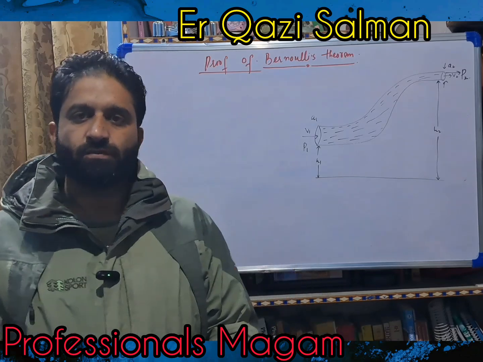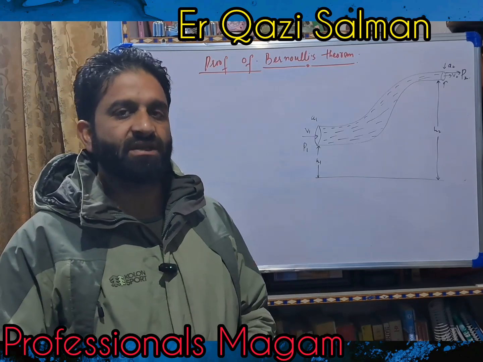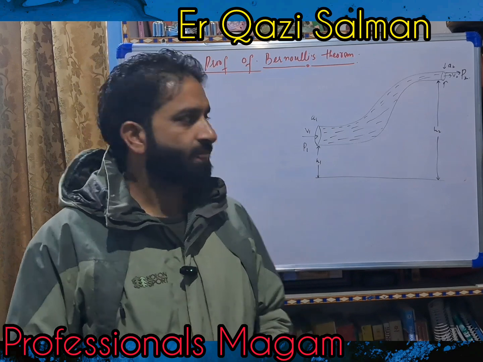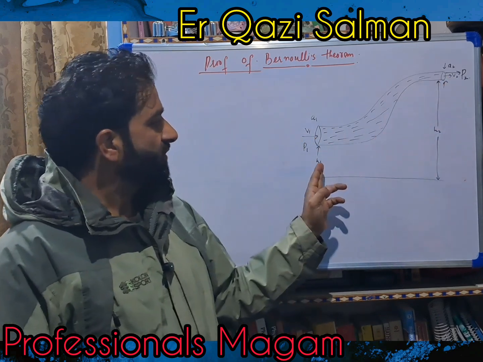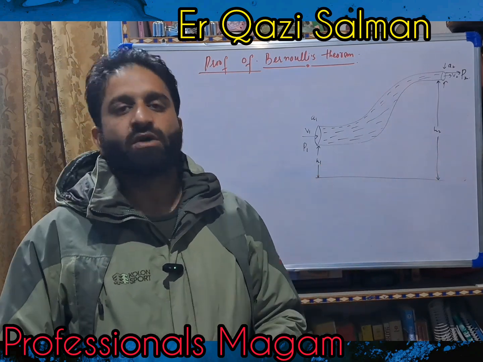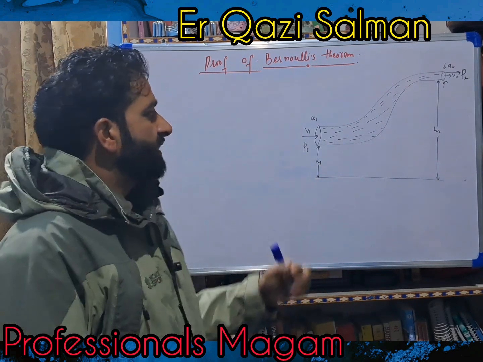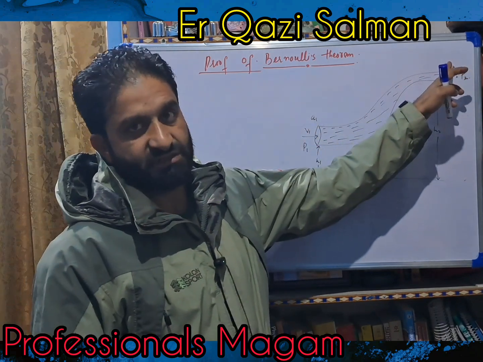Let us discuss the proof of Bernoulli's theorem. We have a pipe of non-uniform cross section, and its ends are at different heights. The water is going from less height to more height. That means we have an increase in potential energy. Also, here the area of cross section is large, and here the area of cross section is less.